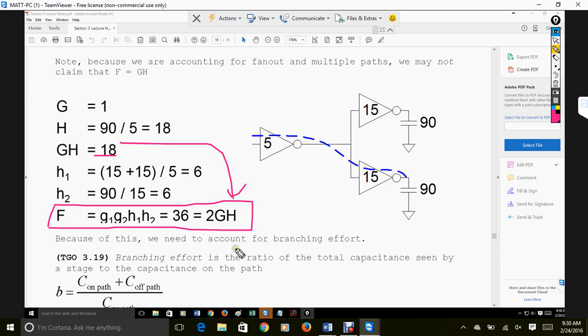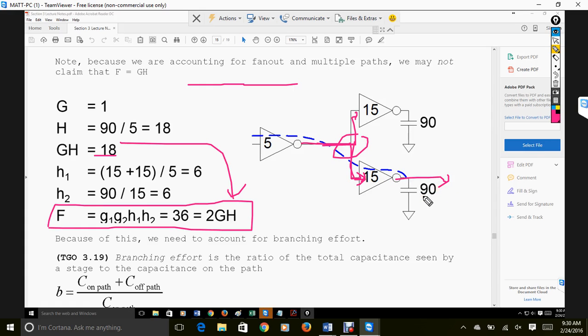Right? Because we have a fan out of 2. It makes sense. So because of this, we need to worry about this concept of branching effort. Up to this point, all the problems we've done have had a fan out of 1. So this output drives 1 gate. And we have another one here, just like the previous problem.